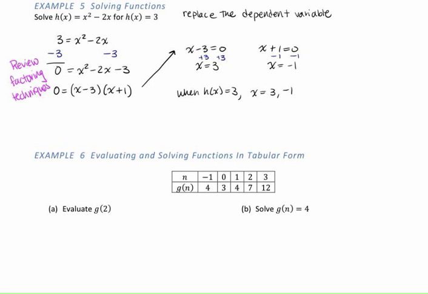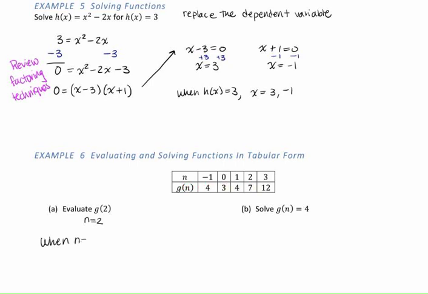Finally, we can evaluate and solve functions that are in tabular form. Here I have my function g of n. These are my dependent variables, my outputs, and my independent variables, my inputs. Evaluate g of 2. So I'm going to look here. This tells me that n equals 2. So I know when n equals 2, g of n equals 7.